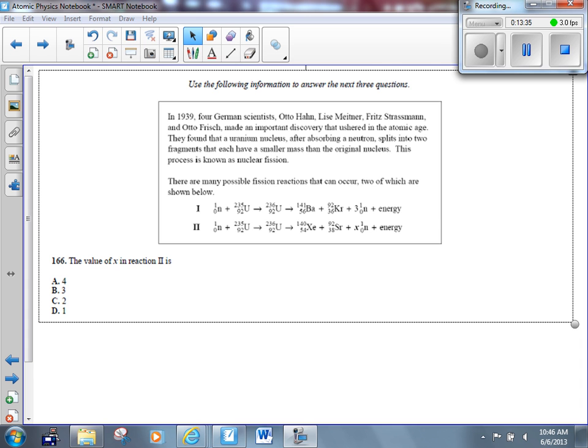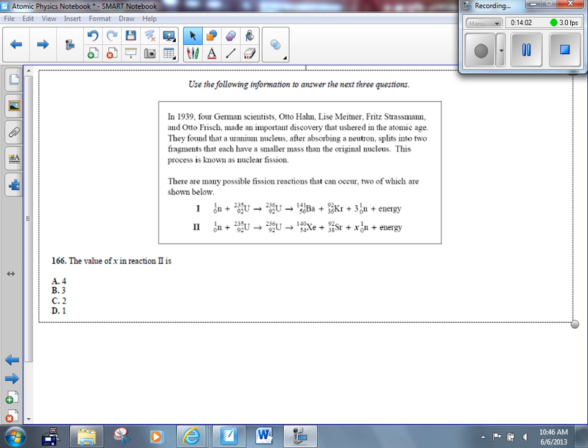Now, it goes on to say there are many possible fission reactions that can occur, 2 of which are shown below. We got a neutron combining with uranium-235, forming uranium-236 momentarily. Remember we said that you briefly get that uranium-236, which in turn splits up. First one, we've got it splitting up into barium and krypton, and the second one, we have it splitting up into xenon and strontium, plus some neutrons.